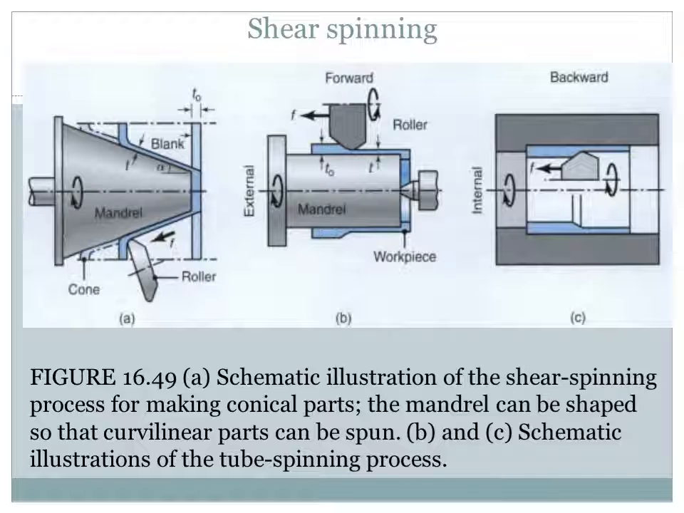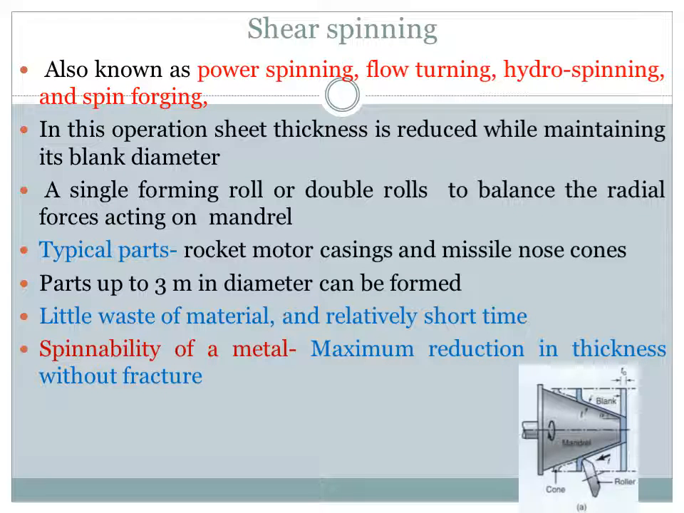And actually, there are three types of spinning processes, that is conventional spinning, shear spinning, and tube spinning. Now we will pass on to shear spinning. Shear spinning is also same as that of the conventional spinning process, but the only difference is that the material thickness is also reduced in this process. This process is also known as power spinning, float turning, hydro spinning, and spin forging.